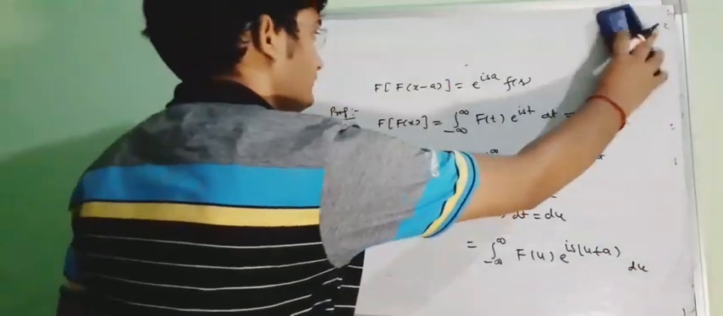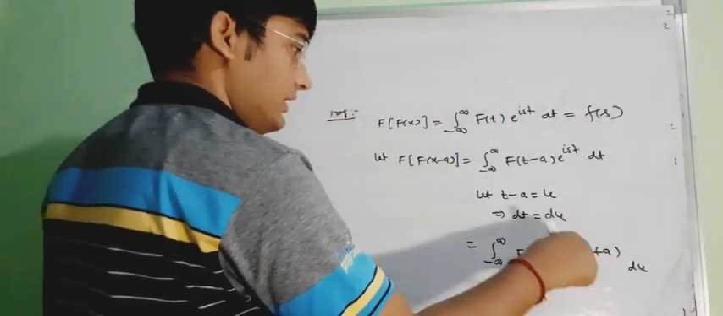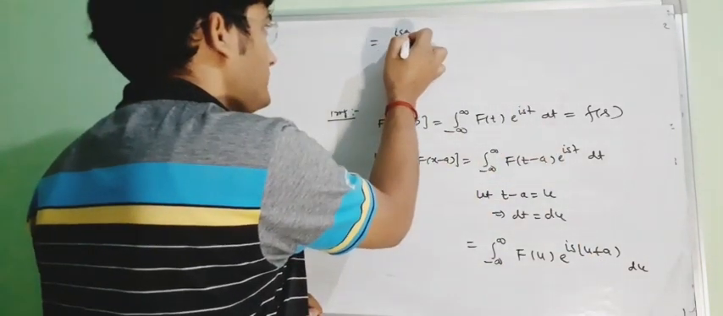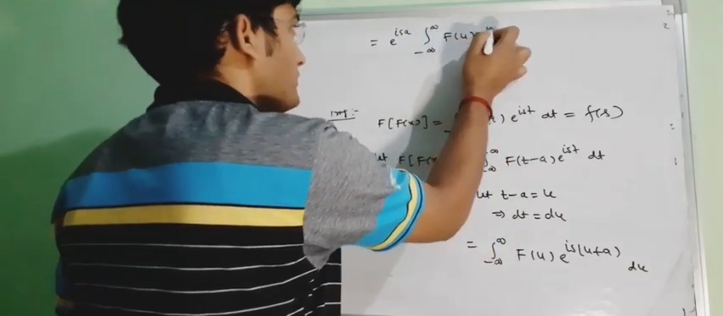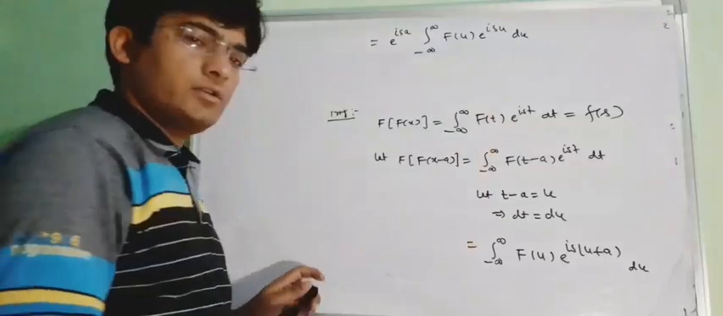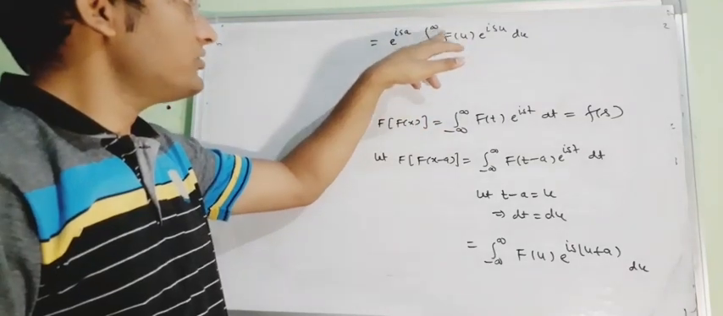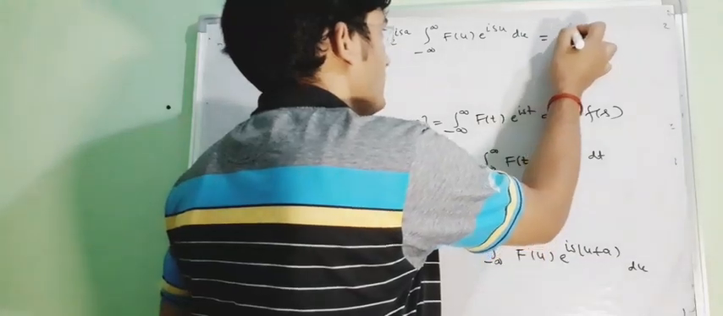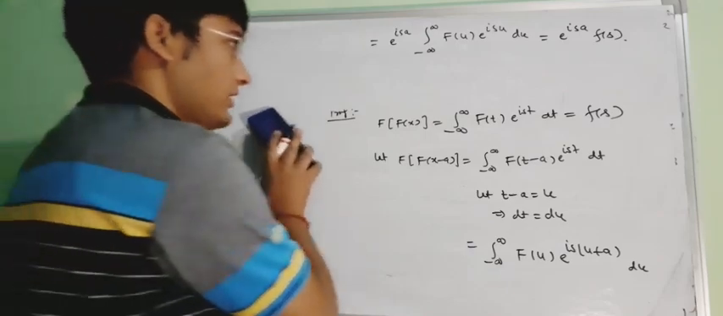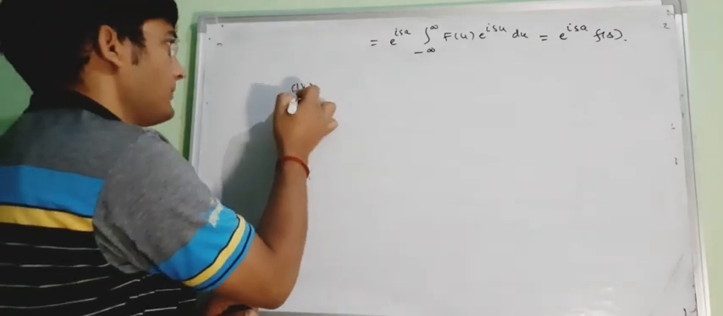Now from here we can take this isa common. So this is equal to e to the power isa. Then in the bracket we will have the integral from minus infinity to infinity of f(u) e to the power isu du. Now in the definite integral we can change the variable. So that means this is the integral from minus infinity to infinity of f(t) e to the power ist dt, and that is your F(s). So you can say that this is e to the power isa into F(s). So this is the shifting property. Then let us prove the fourth property, which is your modulation property.